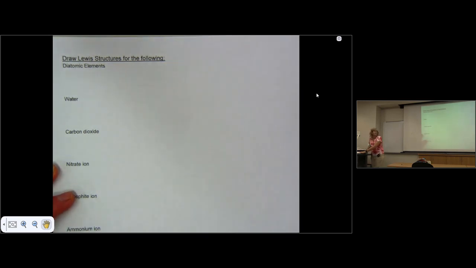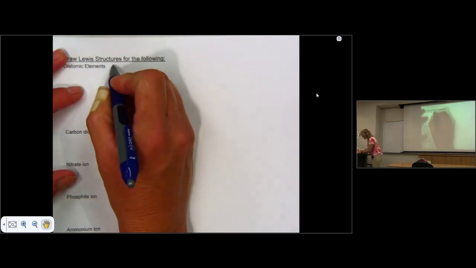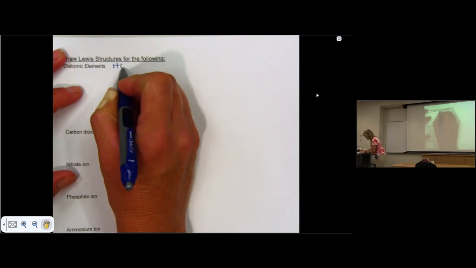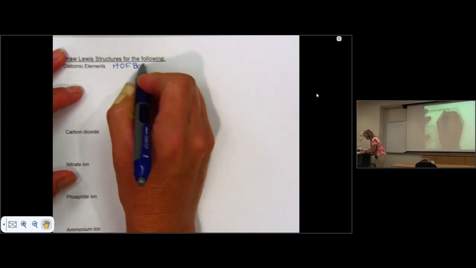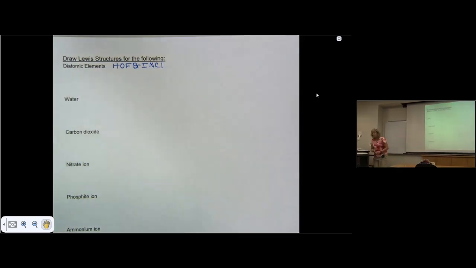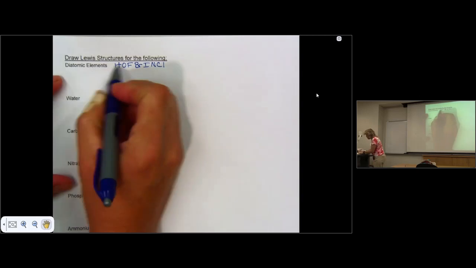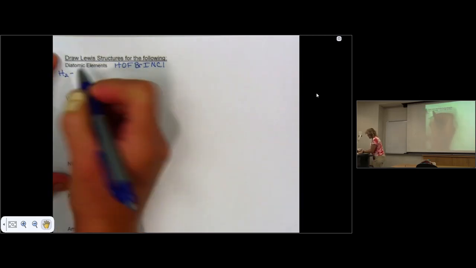First, who are the diatomic elements? Hofbrinkel. So what we are going to do is draw the Lewis structures for the diatomic elements. Lewis structures use symbols and dashes to show how these are put together. In other words, somebody standing up here looking dumb is no longer needed. Now we can do it on the paper. And we can put atom symbol, a dash, atom symbol, and show what we're doing. So let's do the Lewis structure for H2.